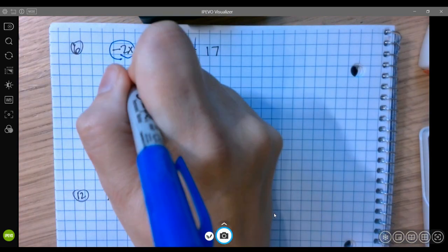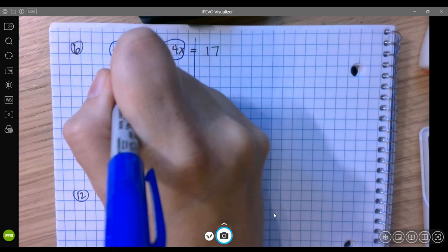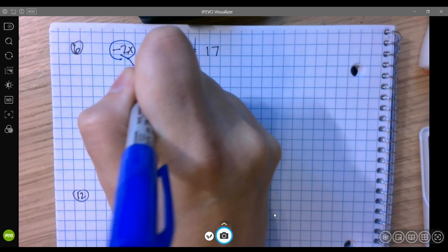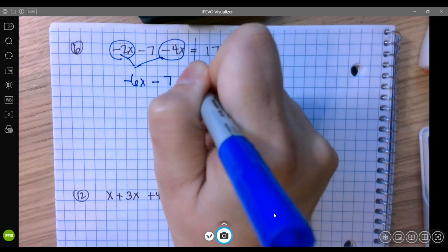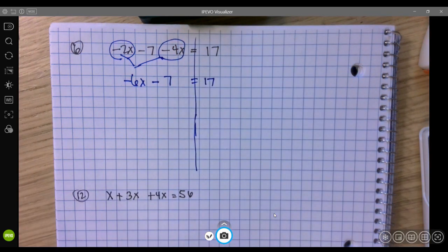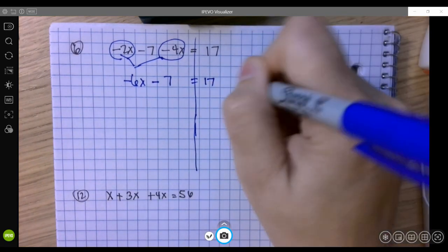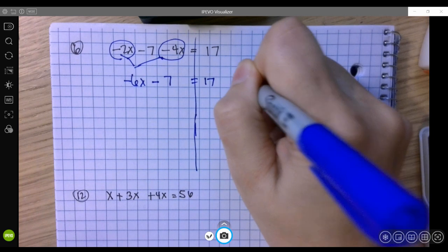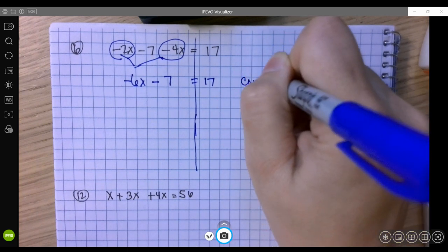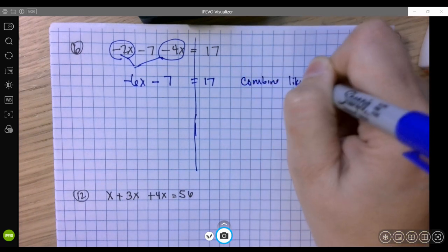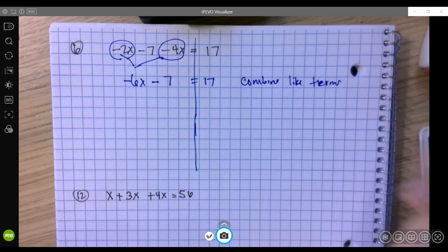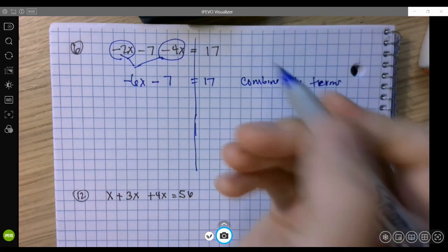Negative 2x minus 4x. Those are going to combine to be negative 6x. And then I still have the minus 7. That still equals 17. I'm going to double check that I've copied this correctly. Negative 2x minus 7 minus 4x equals 17. Okay. I think our answer might not be a whole number, and that's okay. So what did I do? I combined like terms. Okay. And then, actually, I think it will work just fine.